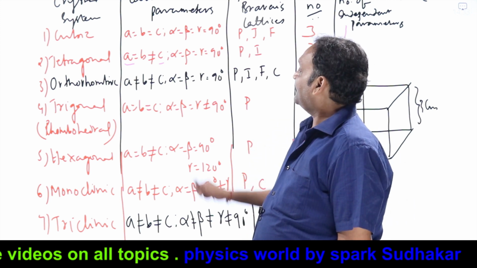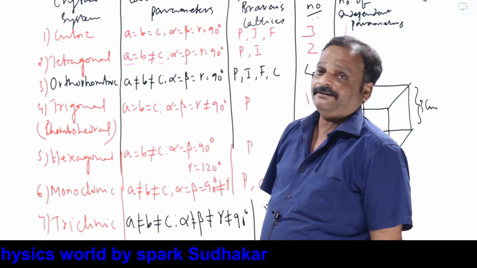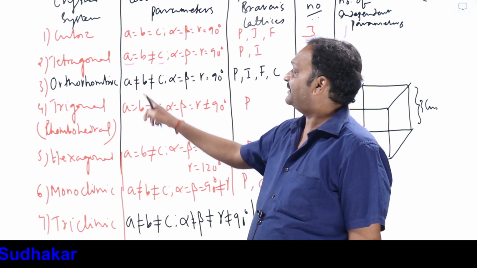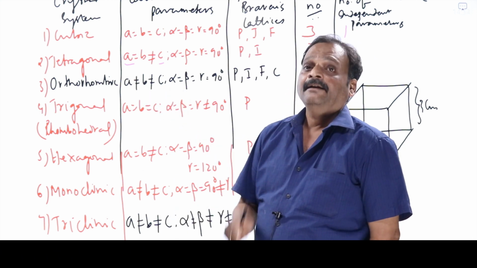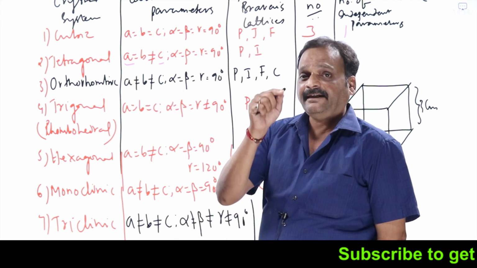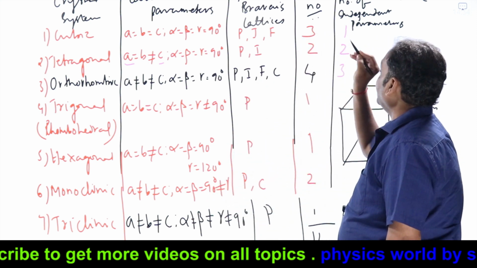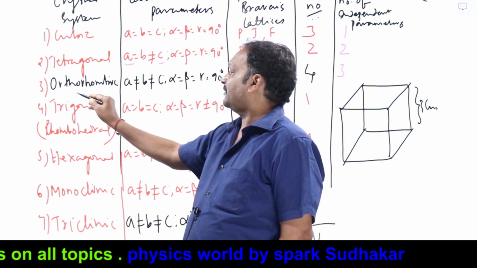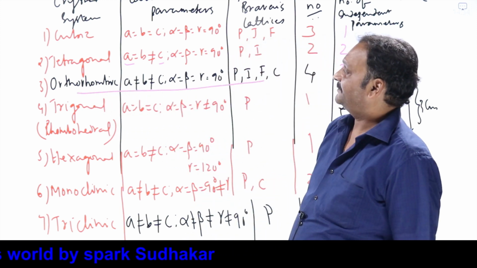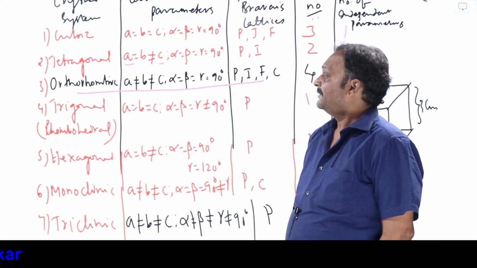Okay. What about orthorhombic? Orthorhombic also, alpha, beta, gamma are 90 only, no? They are known to us. But A not equal to B not equal to C, means you should specify A, B, C separately. How many parameters are required here? 3 parameters are required to draw one orthorhombic unit cell in our notebook. Okay. Next, trigonal.